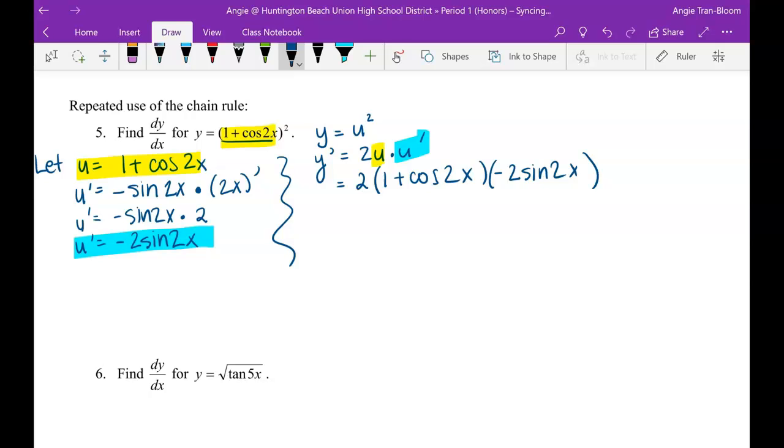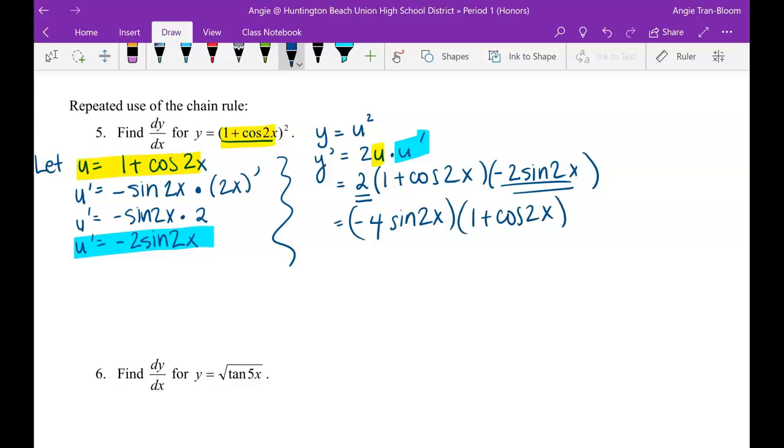Then let's try to multiply this out very slowly. You can technically multiply this and this first, so let's do that, okay? So 2 times that is now negative 4 sine of 2x, and then that is now 1 plus cosine of 2x, bring that down. So what I did was I multiply this and that first. Okay. So now let's slowly multiply this out.